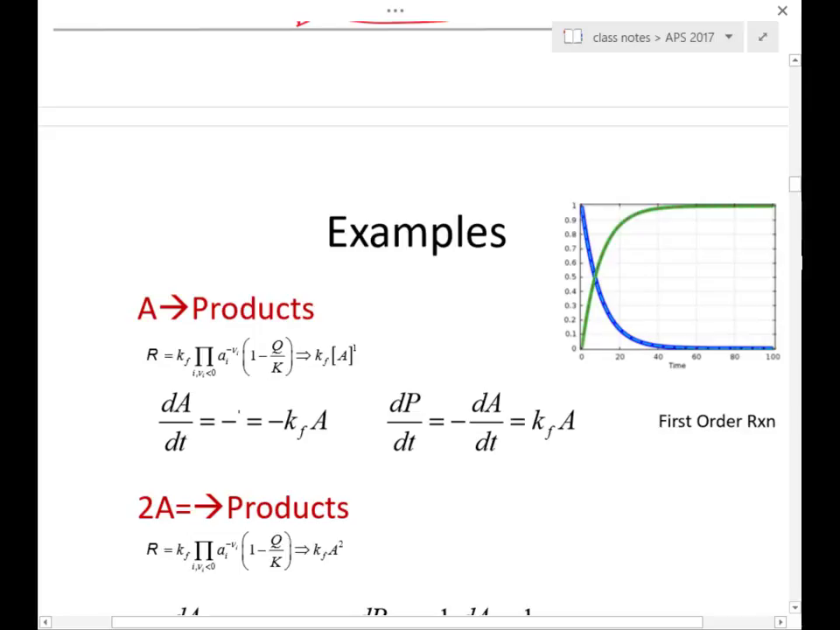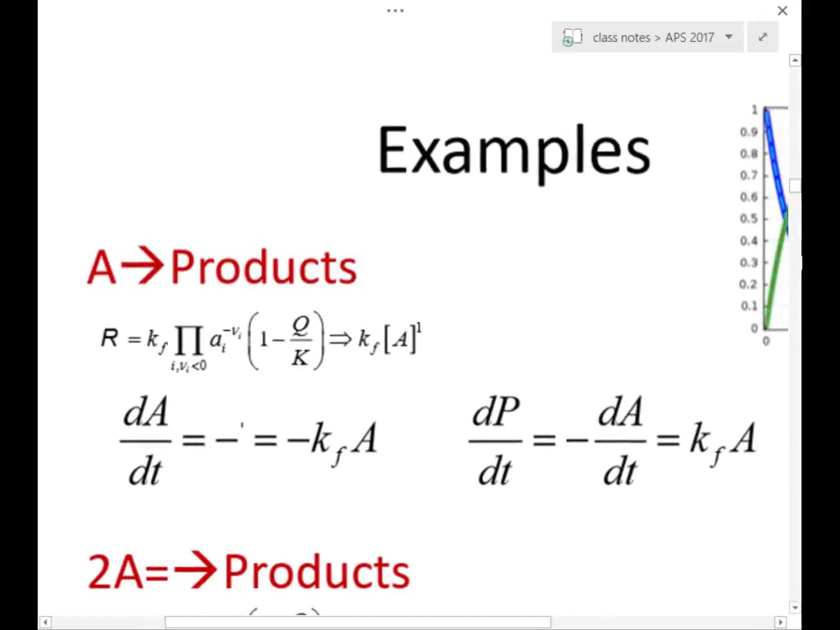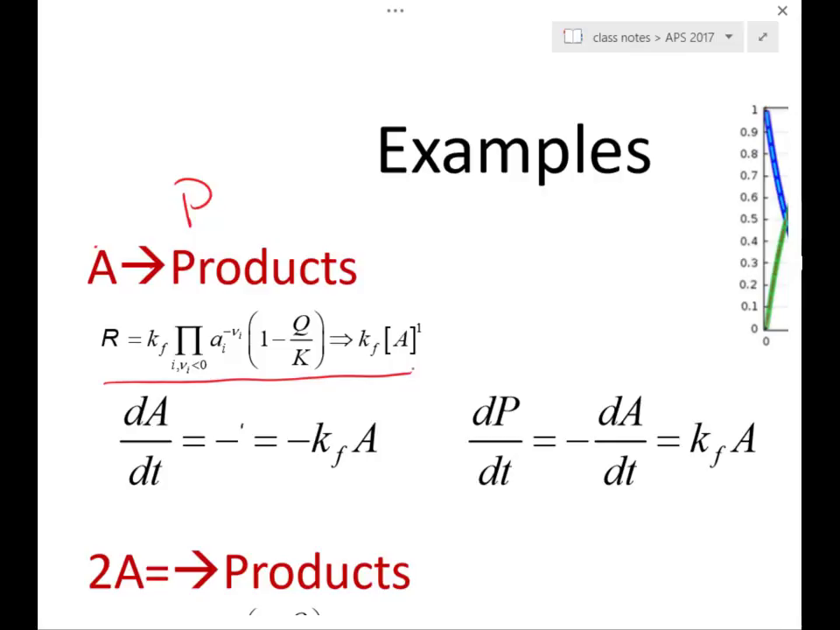So let's just take a simple reaction where we've got A undergoing some reaction and producing products, and let's just call that some product P. Okay, so here's the reaction, and we're going to be interested in what's happening far from equilibrium. So when Q is small, when things are just really starting out, we have no products at all to start with.